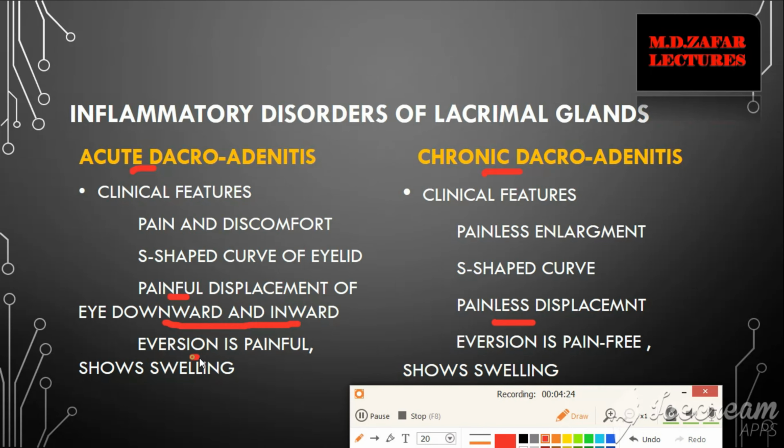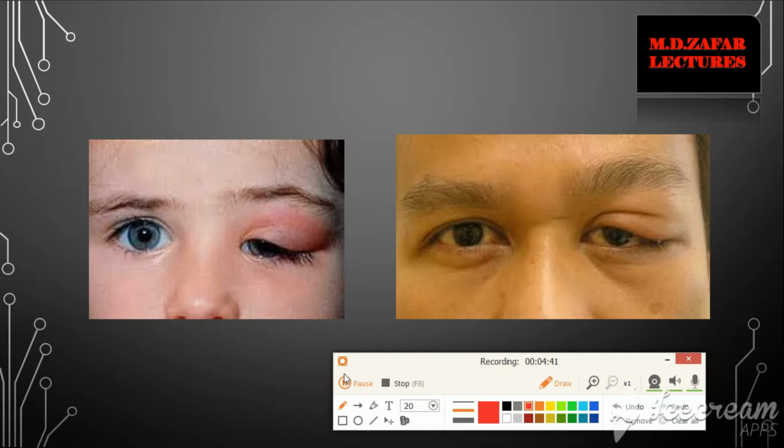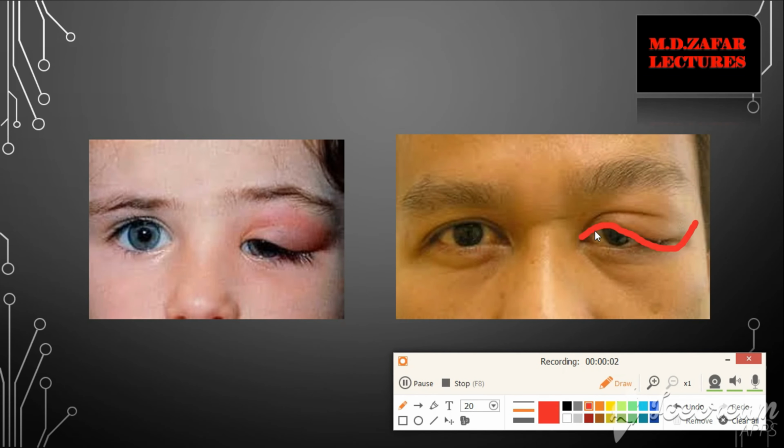Now, eversion of the eyelid, that is the uplifting of the eyelid, will be painful and will show swelling in case of acute, but this eversion will be painless in chronic, but still there will be swelling, which is one of the signs of inflammation. Now again, understanding dacryoadenitis from the diagram, there you could see the redness, swelling, it will be warm on touch, and it will result in decreased function of the lacrimal gland. This S-shaped configuration is the cardinal sign for dacryoadenitis.